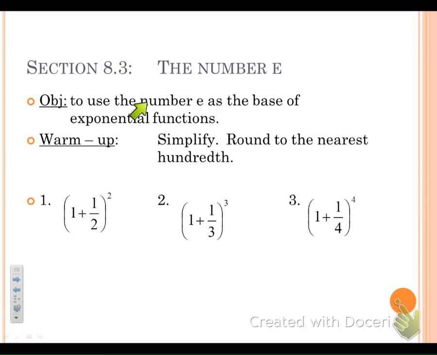So we will be using the number e as the base of exponential functions. I know that sounds weird, but e is actually a special number. And we're going to talk about what kind of number it is, where it is developed from. For the second one, these are the decimals we should have gotten. Also, there's something special, and this is where e actually gets developed.